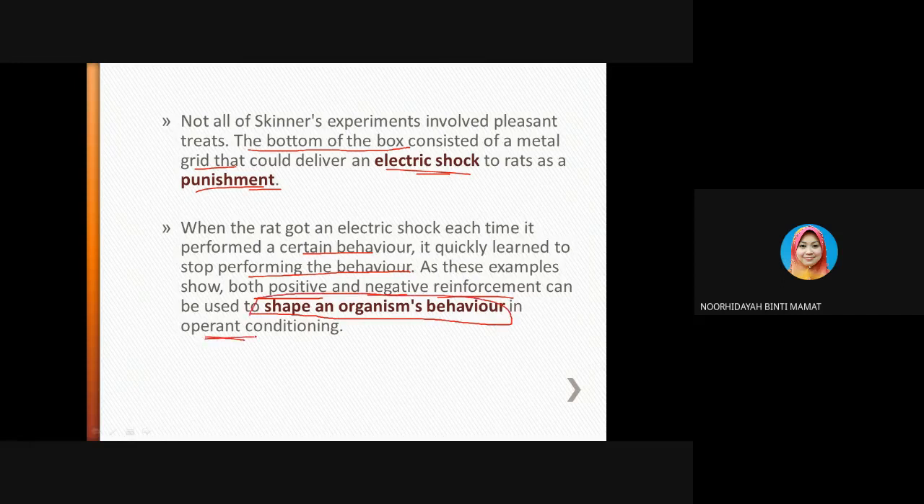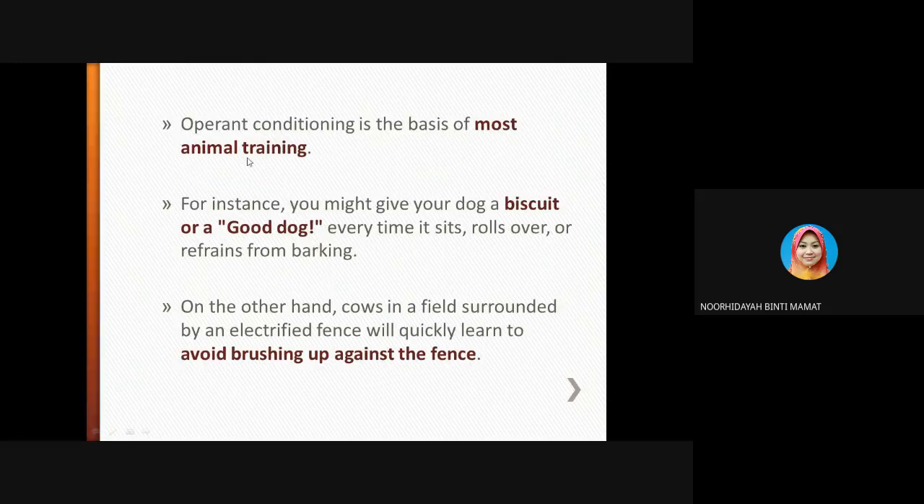So this example shows that both positive and negative reinforcement can be used to shape an organism's behavior in operant conditioning. At the end of a certain behavior, they will get either a positive or a negative consequence. Both show that we can shape the animal's behavior. Operant conditioning is the basis of most animal training: after good behavior they get a reward, and if they don't behave, they get the punishment. That is the most basic animal training.